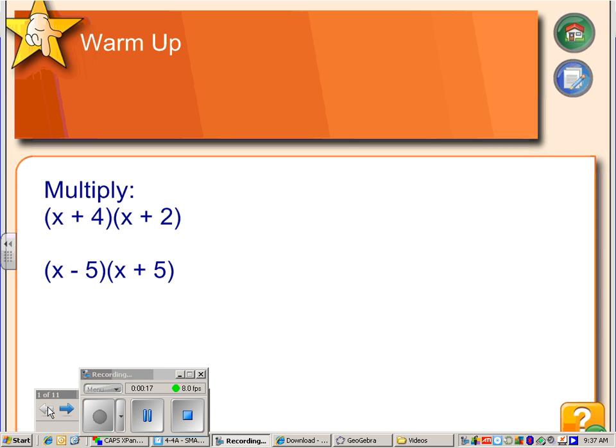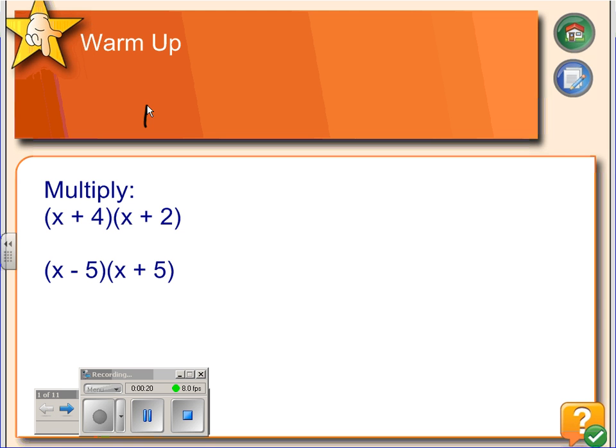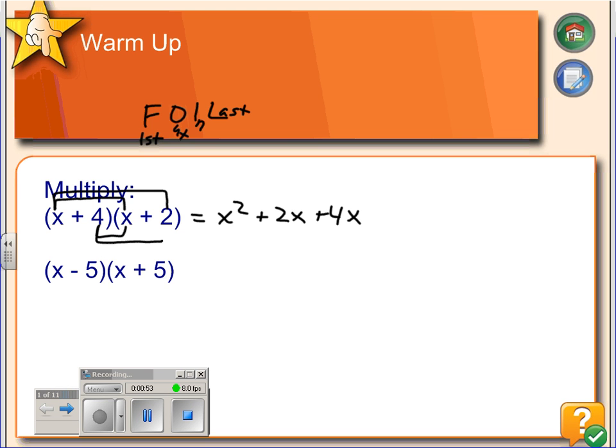If we want to multiply these things together, we will FOIL. If you remember, F stands for first, O stands for outside, I stands for inside, and L stands for last. So we're going to multiply the first times the first and get x squared. Multiply the outside two values and we get 2x. Then the inside gives us 4x and last gives us 8. And then we can combine like terms in the middle. We get x squared plus 6x plus 8.